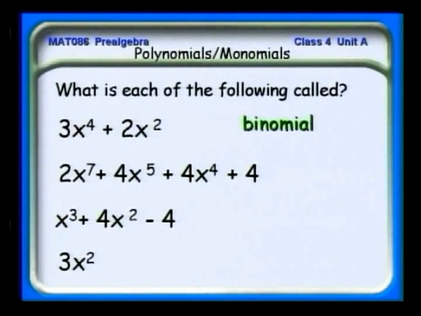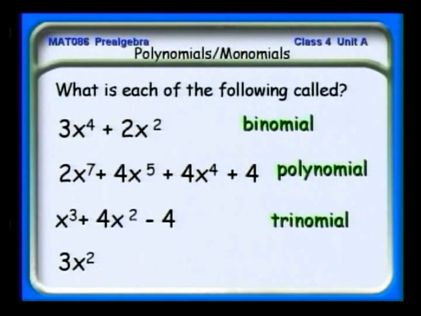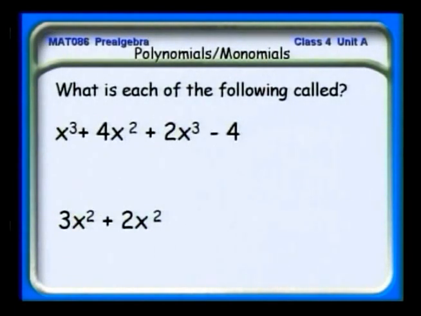That's a binomial, 2 terms. Next one, polynomial, because it has 4 terms actually, so we can't say it's a monomial, binomial, trinomial. Here's something with 3 terms. Trinomial. 1 term. Monomial.